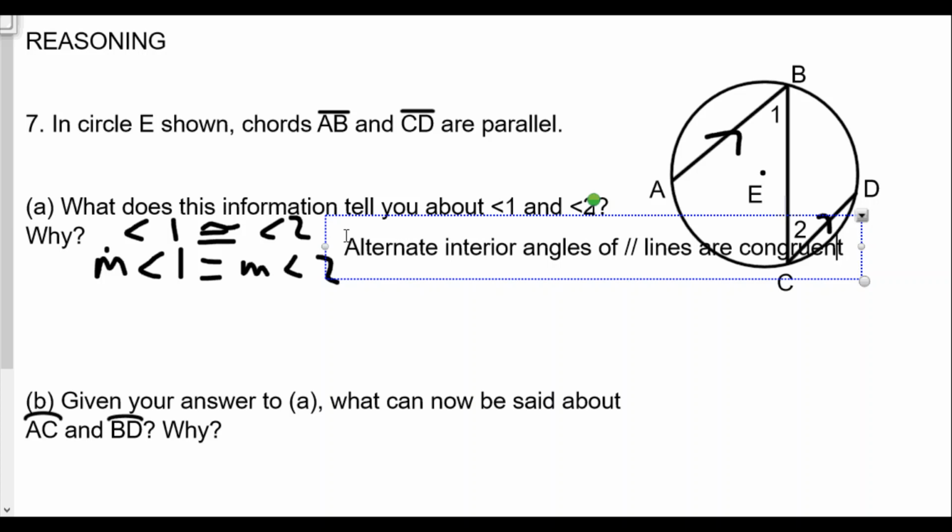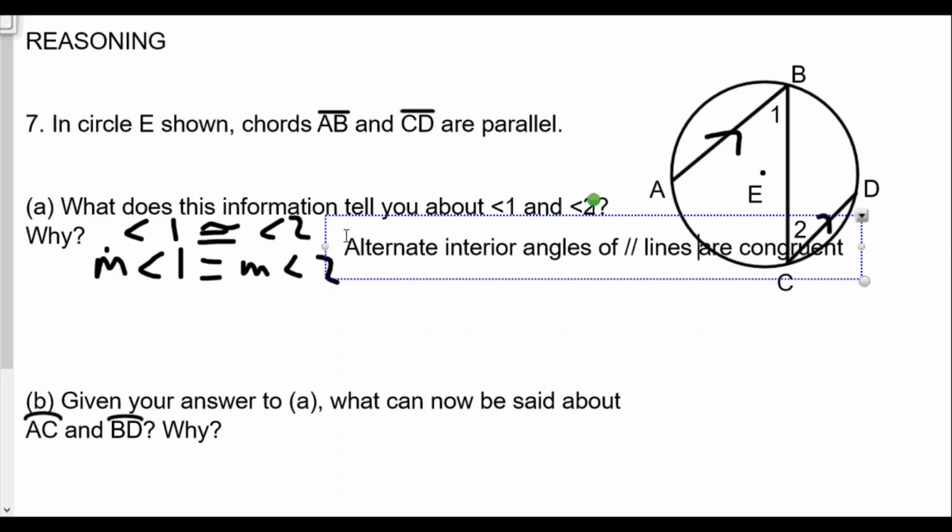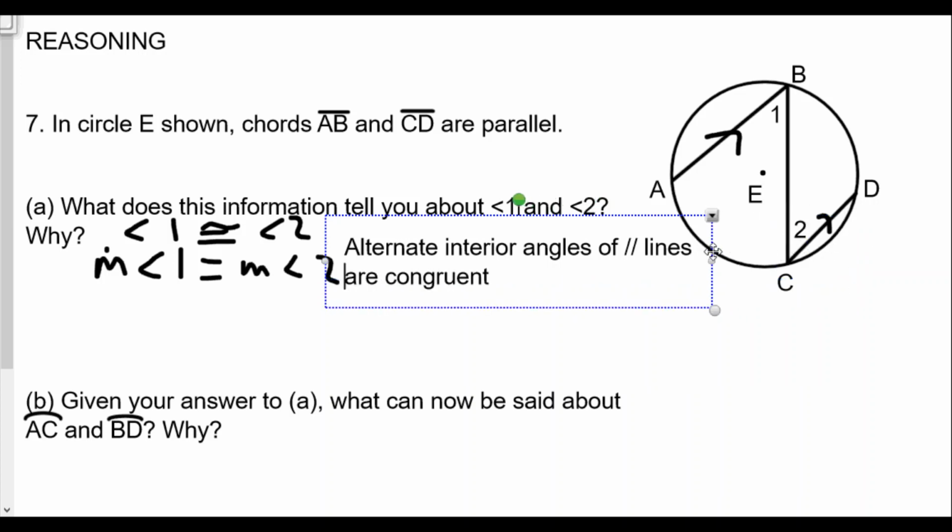Let me move this a little bit over so it's a little easier to see. How about I just squish this over? There you go. And then if two angles have the same measure, then they must be congruent. So the measure of angle 1 is equal to the measure of angle 2, okay? Because we have parallel lines and alternate interior angles of parallel lines are congruent. That explains this.